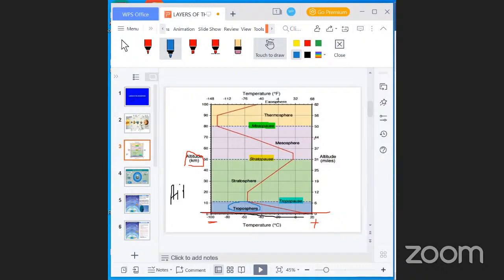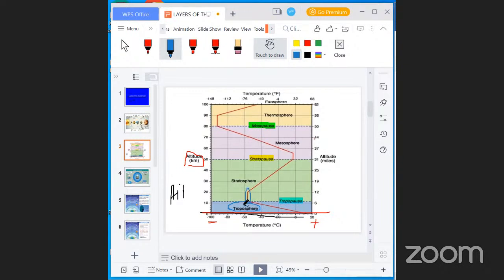So almost all weather, which is of importance for us, takes place in the troposphere: storms, clouds, hurricanes, precipitation. That is all in the troposphere, right? In the troposphere, temperature decreases linearly with height. Linearly means a straight line, right? Straight line up to here. You see this one here, right?